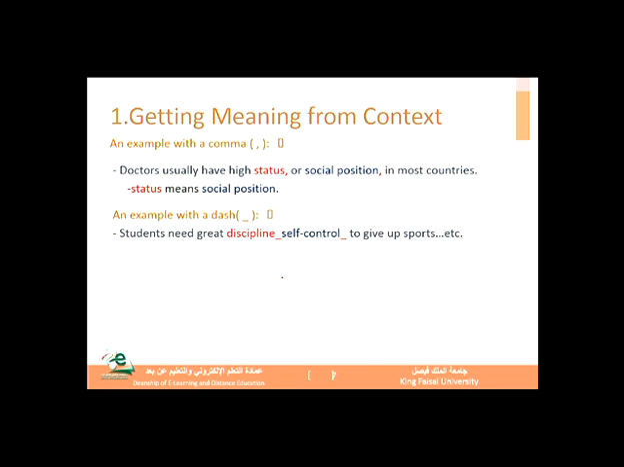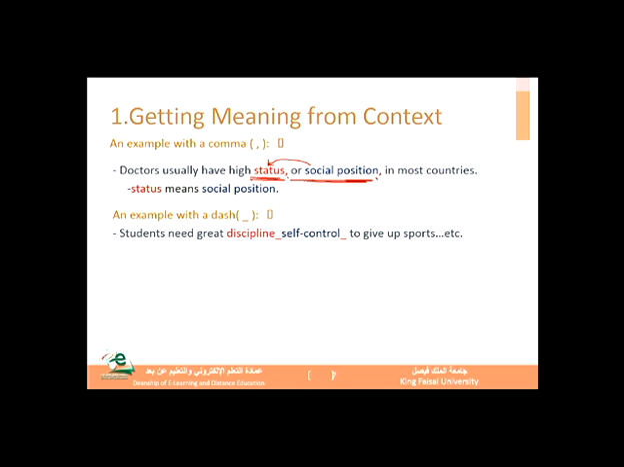All right, do we have another punctuation, a comma, for example? Can we use commas to get the meaning of new words? Yes, of course. So doctors usually have high status, or social position, in most countries. So let's say that we don't know the meaning of the word status here. Because we have it between 2 commas, we know that this is the meaning of this word. It's as simple as that. All right, so status basically means a social position.